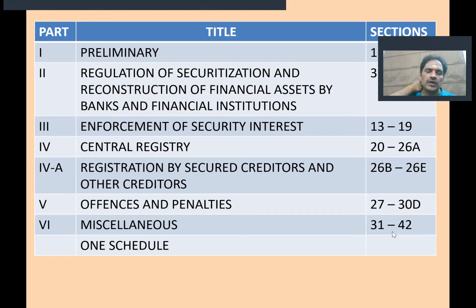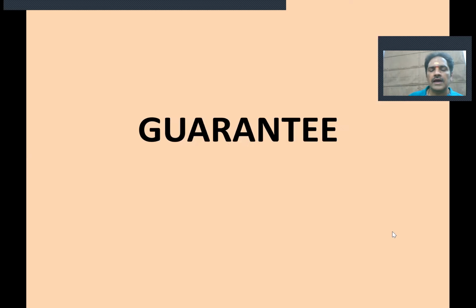Then enforcement of security interest, how to go about it, is in chapter 3. Then the central registry, in relation to registering all the security interests. That is the function which a central registry performs. Then registration by secured creditors and other creditors. The provisions are contained in chapter 4A. Then offences and penalties under the Act in chapter 5. Then miscellaneous provisions in chapter 6. This is as far as the SARFAESI Act is concerned.